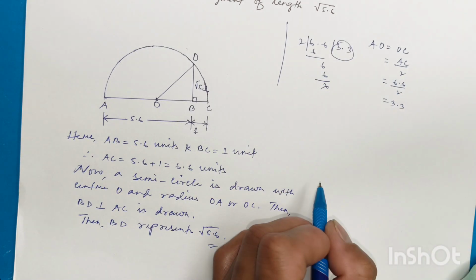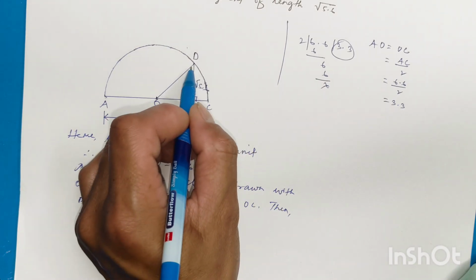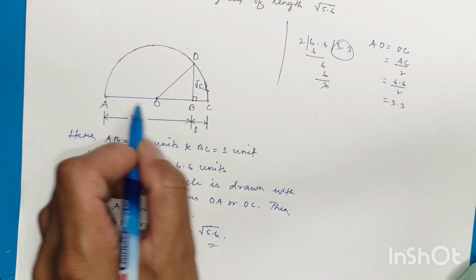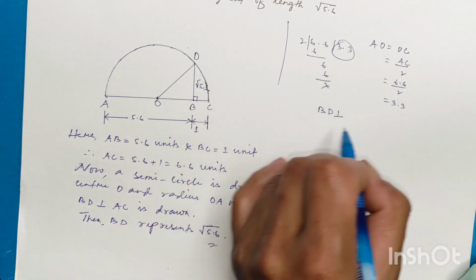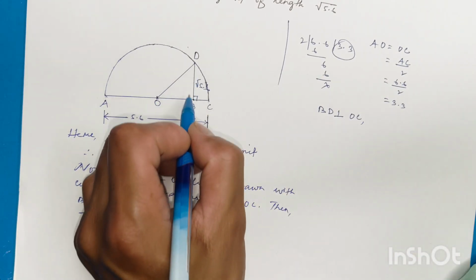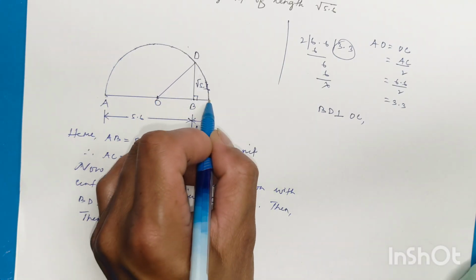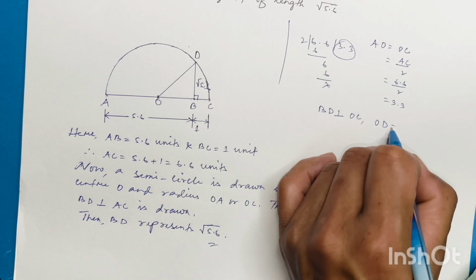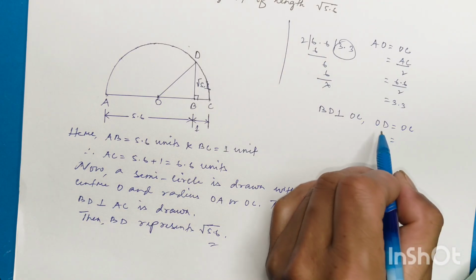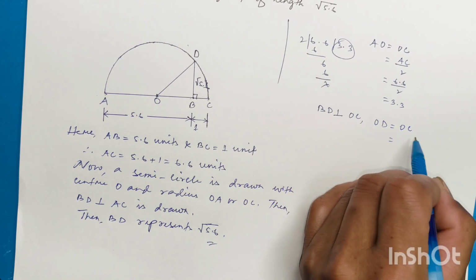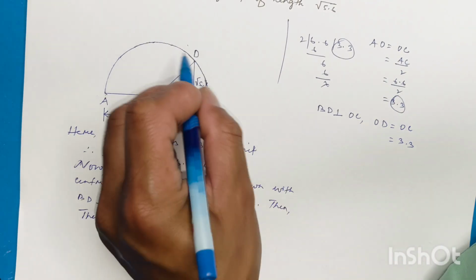We already showed here. And now, because BD is perpendicular to OC, what will come? Now this length OD will be equal to OC. OD equal to OC. OC equal to what? 3.3. Here OD will be 3.3.